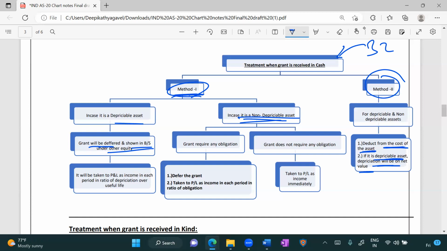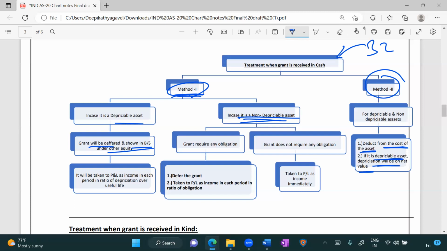So if there is any obligation attached to the grant, or there is no obligation attached to the grant, the government has given you 50 lakhs, they tell you for whatever purpose you want, you can use it, right? In that business, for whatever purpose you want, you can use it. So whether there's an obligation attached to the government grant or not is what you will look at in case it's a non-depreciable asset.